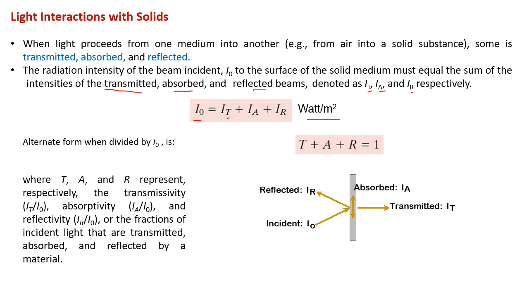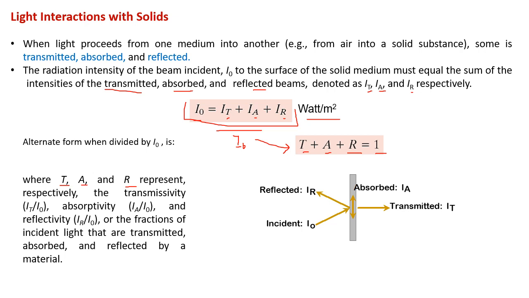So T is transmitted, A absorbed, and R reflected. Or we can have an alternate form when divided by I naught, where T plus A plus R equals 1. So we just divide all this formula by I naught, and we get T plus A plus R equals 1. T is for transmit, A absorb, R reflect, of the fraction of incident light that is transmitted, absorbed, and reflected by a material.